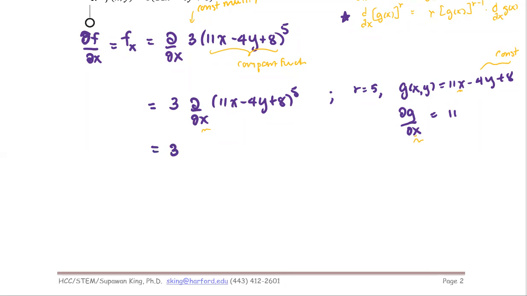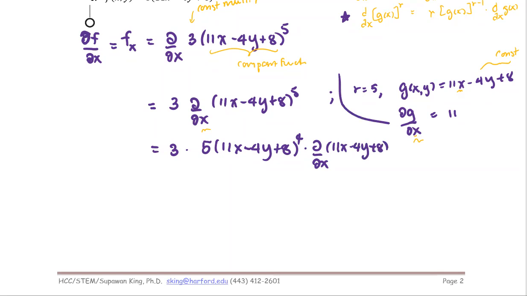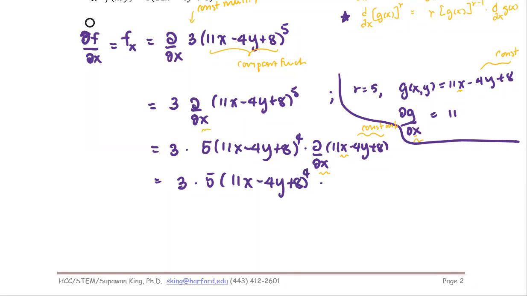Now we follow the rule. This was the prep work. So 3 as a coefficient, the power 5 goes down, 11x minus 4y plus 8 to the power 4, and then multiply by the partial derivative of g, 11x minus 4y plus 8. As I explained, you do the derivative with respect to x, so the rest of the terms are treated as constants, and the derivative of those terms is 0. So we rewrite it as 3 times 5 times the quantity 11x minus 4y plus 8 to the power 4, and then multiply by 11. Now simplify 3 times 5 times 11.